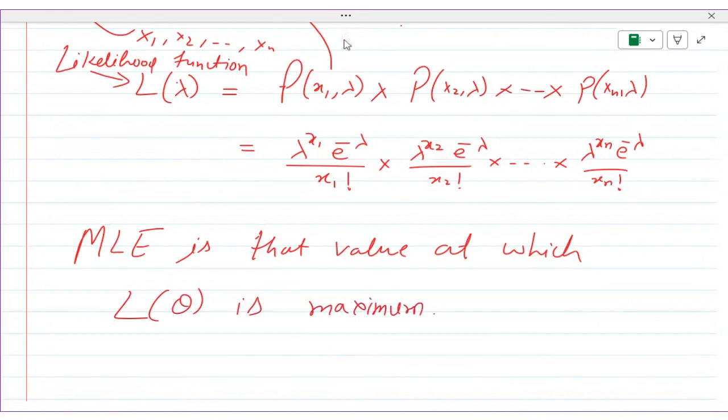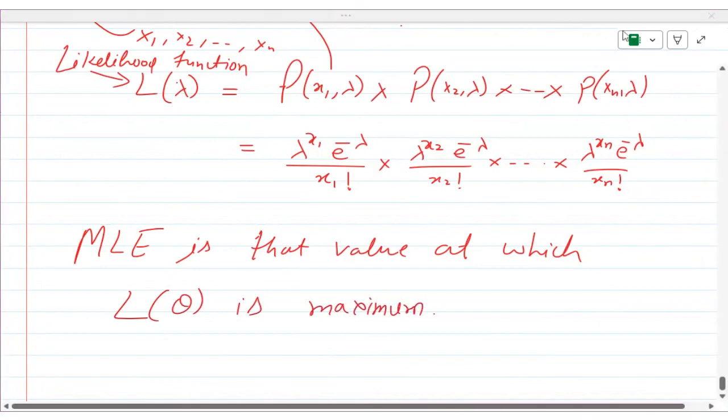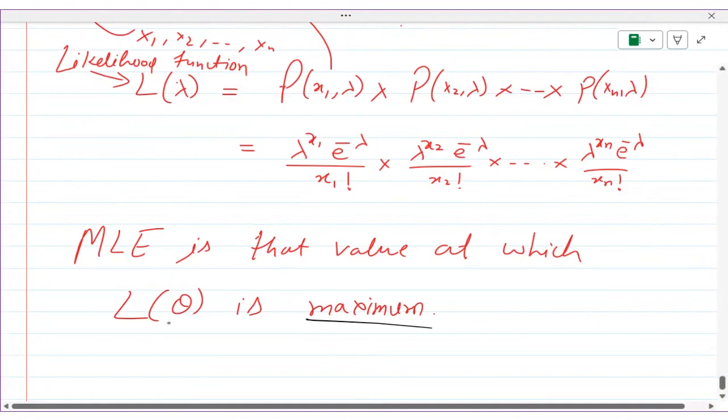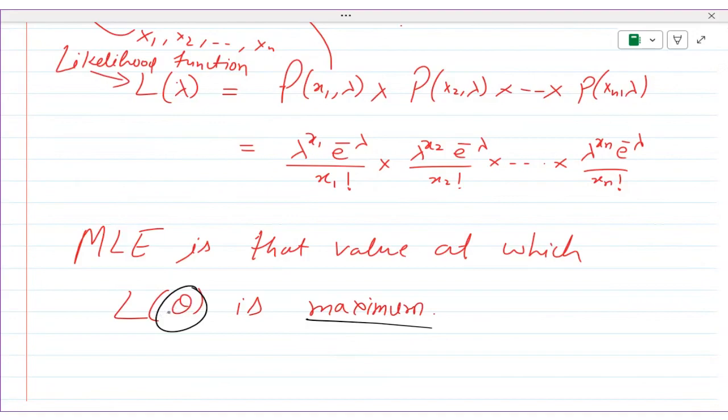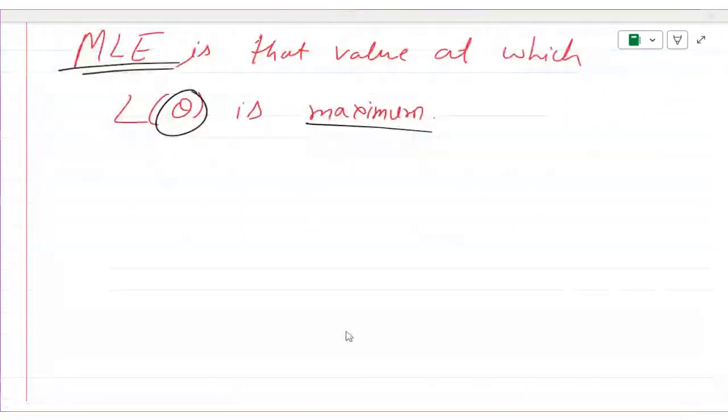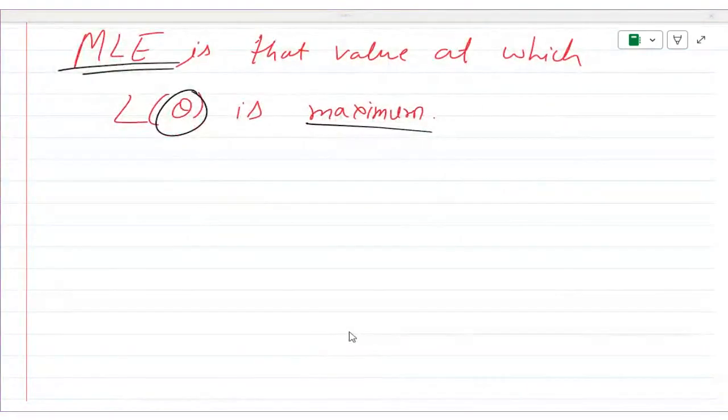So first we will find the likelihood function, and then we will find the maximum, the point where this likelihood function is maximum, and that parameter estimator we will call the maximum likelihood estimator. Okay, so let us do an example so that it is more clear to you guys. Now, how will we find the maximum likelihood estimator?